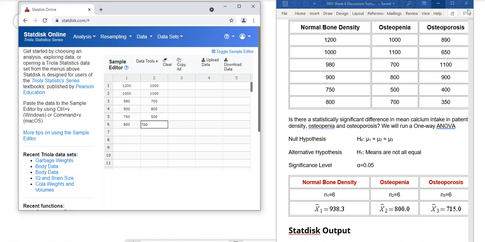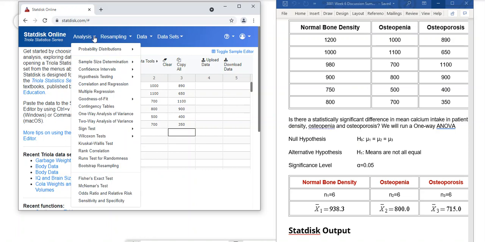Okay, and then group 3, I'm going to put those in. 890, 650, and so if I get these all typed in correctly, right? So there's my groups, column 1, 2, and 3. I'm going to go to analysis. One-way analysis of variance, right? That's what we're doing here.